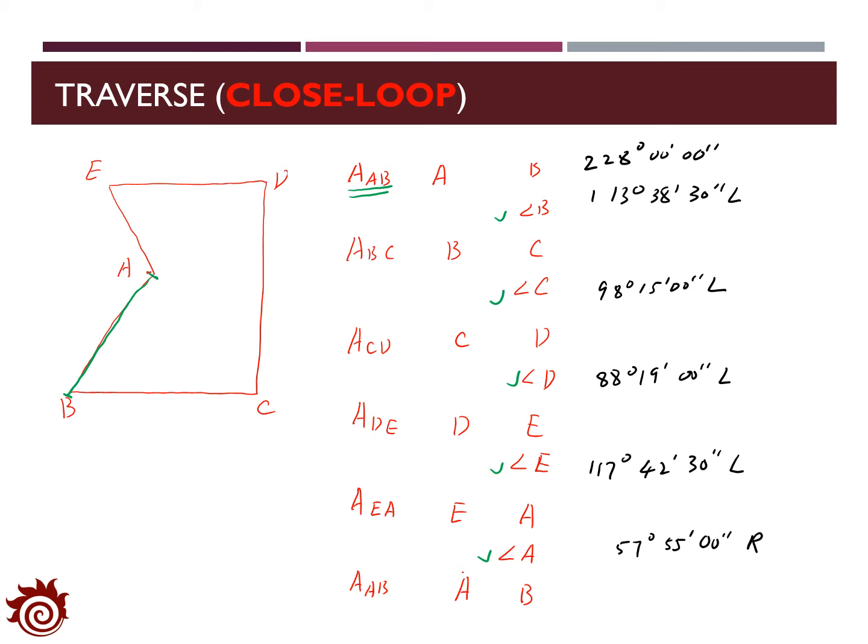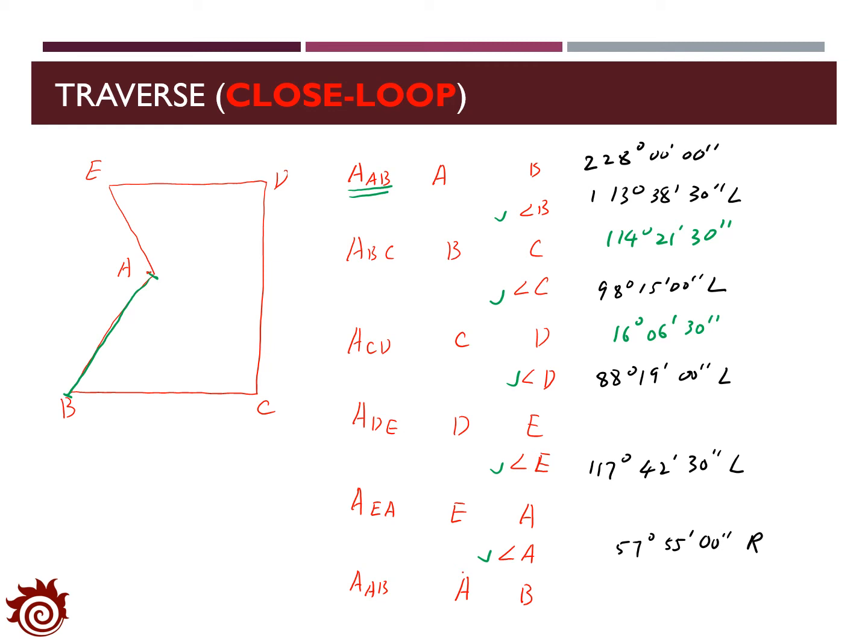Then we can estimate the azimuth of all the other lines. For the line BC, we can find that the azimuth is AAB minus the deflection angle, as it is the angle to the left, which will give the value as 114 degrees, 21 minutes, 30 seconds. Similarly, we can find out the azimuth of CD as 16 degrees, 06 minutes and 30 seconds.